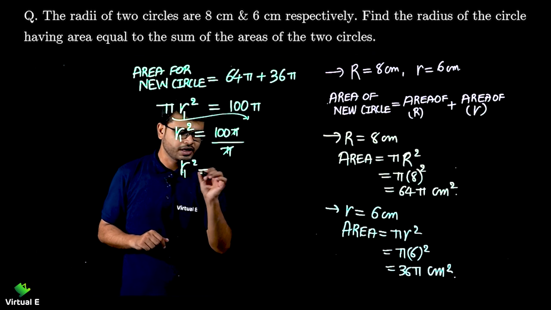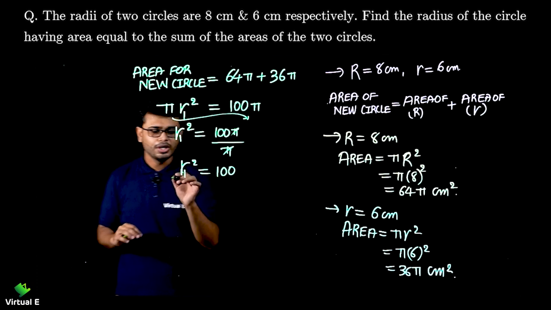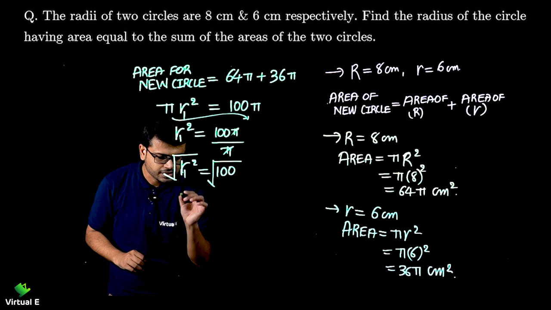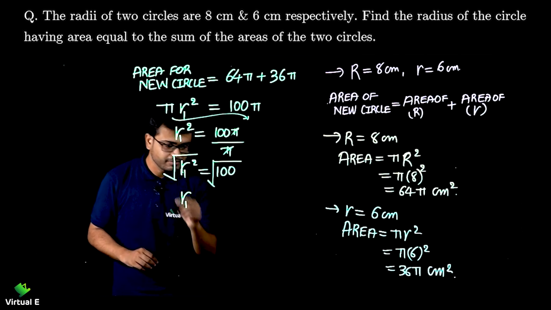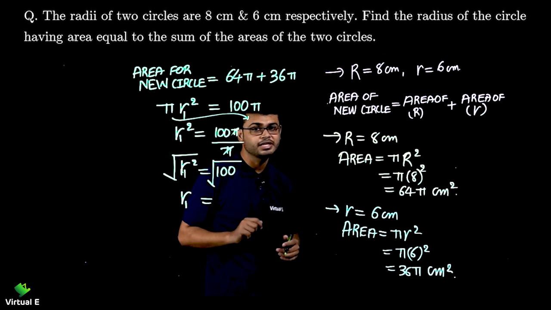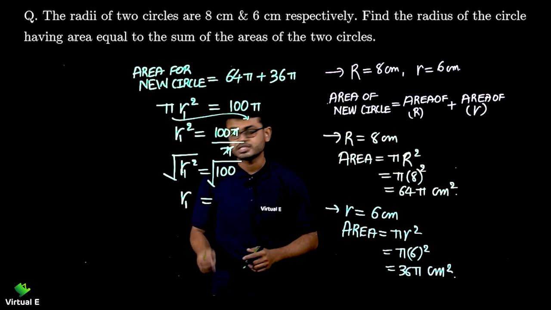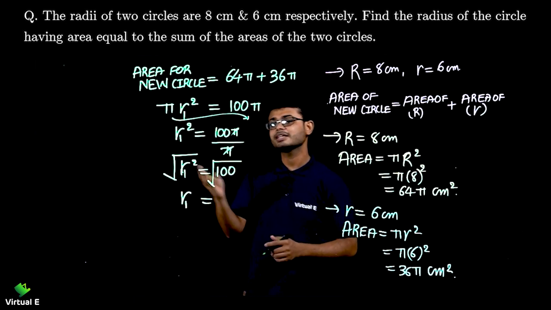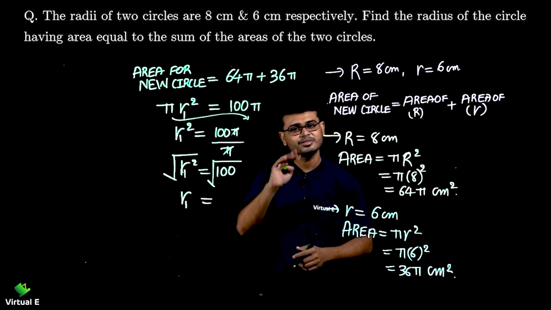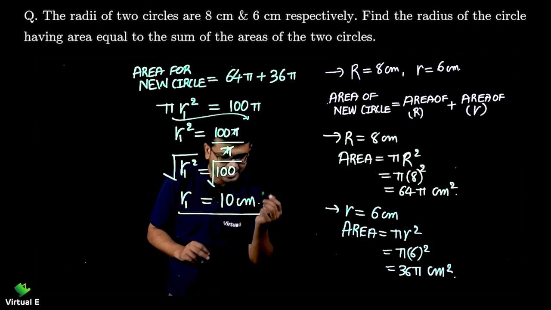Now r1 square is equal to 100. As we want the value of only the radius, what do we need to do? We need to take the square root here and here as well. So square root of r1 square will be r1 only. Here square root of 100 has two possibilities, either minus 10 or plus 10. But remember, we are talking about radius. Radius cannot be negative. Like this circle has a radius of minus 10 centimeter. It's not possible. So radius we will only consider as positive. So I will directly write 10 centimeter. That's my final answer. Done.